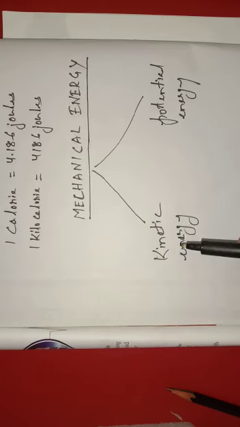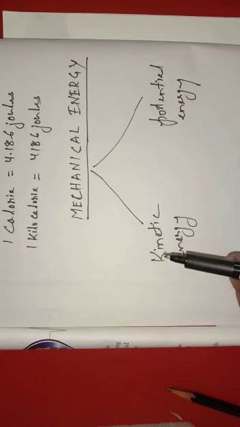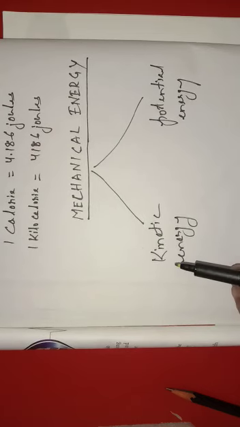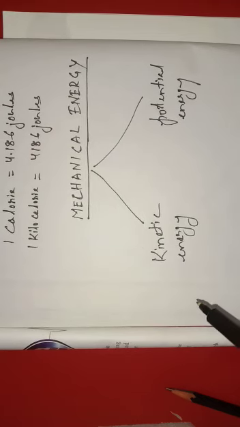So what is kinetic energy? Kinetic energy is the energy possessed by the body due to its motion. For example, when a child rides a bicycle, or when there is moving air, that is called the wind. Is that clear? Mathematically, we can write kinetic energy is equal to half into mass into velocity square.